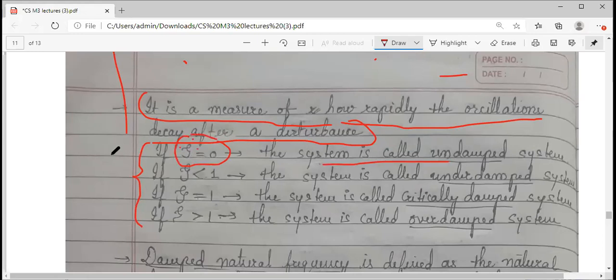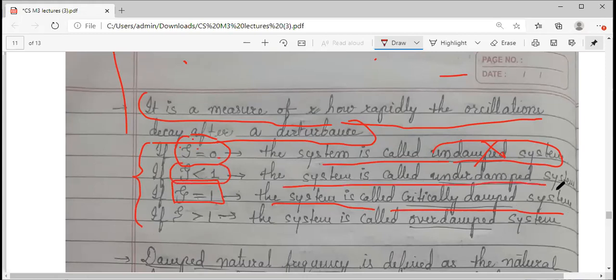If zeta, the damping ratio, is equal to 0, it is an undamped system, which is practically not possible. Coming to the remaining 3 classifications, if the damping ratio is equal to 1, the system is called a critically damped system. If zeta is less than 1, the system is called an underdamped system. Value less than 1 means underdamped, greater than 1 means overdamped. It is very clear. And for 0 and 1, either undamped or critically damped.